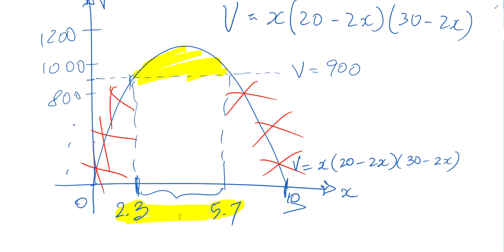Uma, can you pass me that box? Thank you. Okay, now, both of these boxes have a volume of 900. Which one weighs less? This one or this one? Why this one? Because I tear out more, right? So which is the answer? 2.3 or 5.7? 5.7.